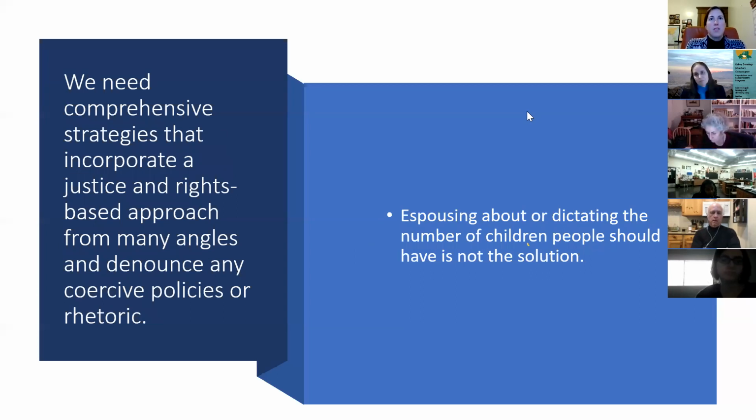So we need comprehensive strategies that incorporate a justice and rights-based approach from many angles and denounce any coercive policies or rhetoric. Again, this comes back to the point that espousing or dictating the number of children people should have is not the solution. Any of those policies, like China's one-child policy, eliminating the tax credit for children, or enacting tax penalties, anything that takes away people's reproductive freedom, like forced sterilizations.